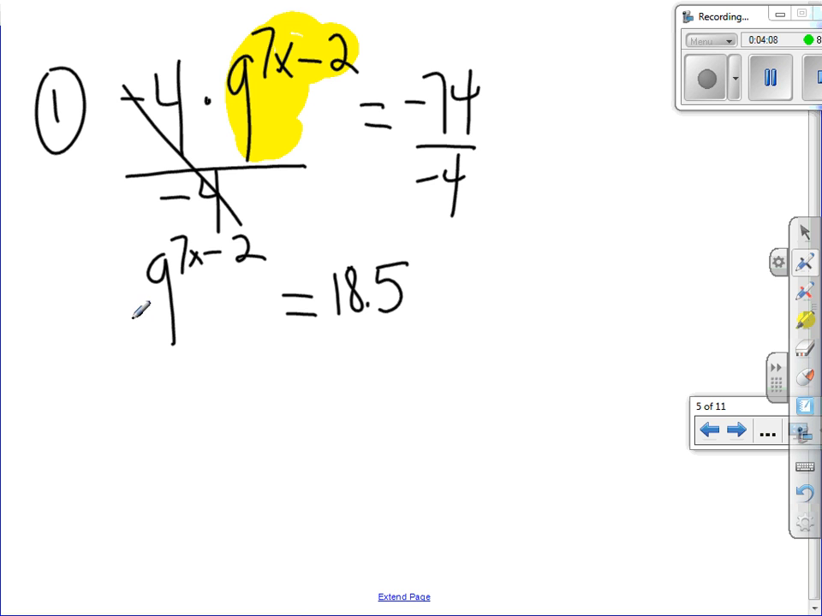It's being held hostage by this 9 right now, and we need to free it. How do we liberate our exponent? We liberate by logging. Liberate log, liberate log. We'll start with L. And it's fun to say. So we're going to log both sides.